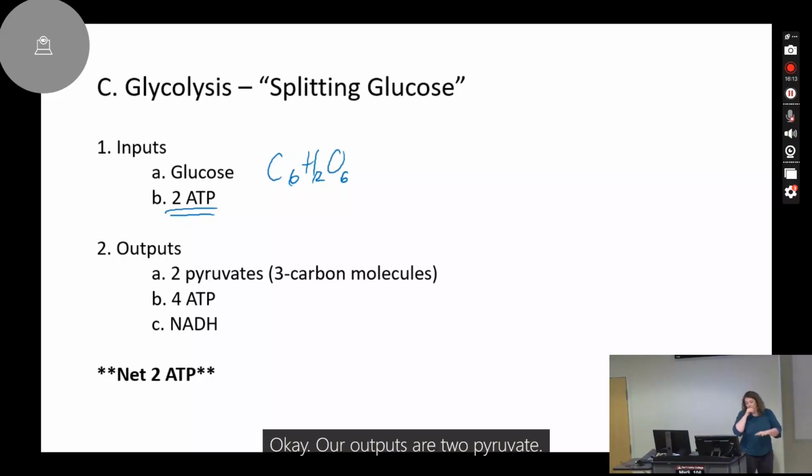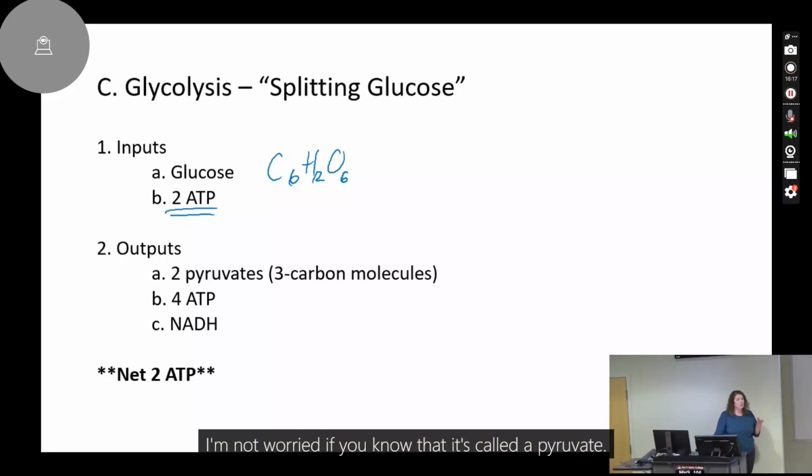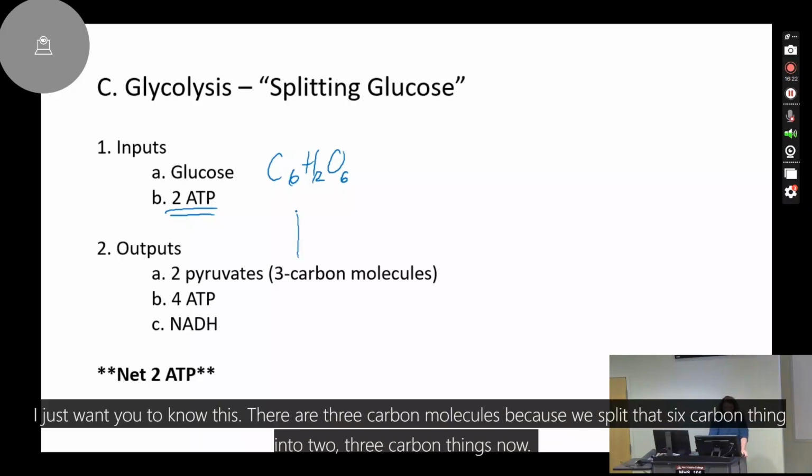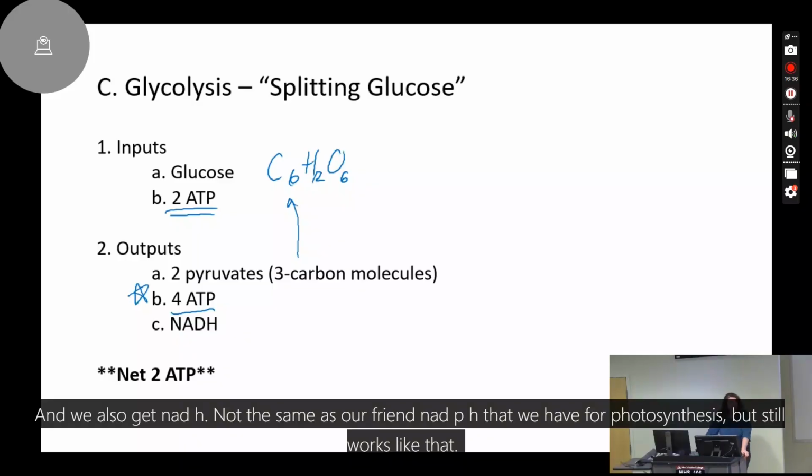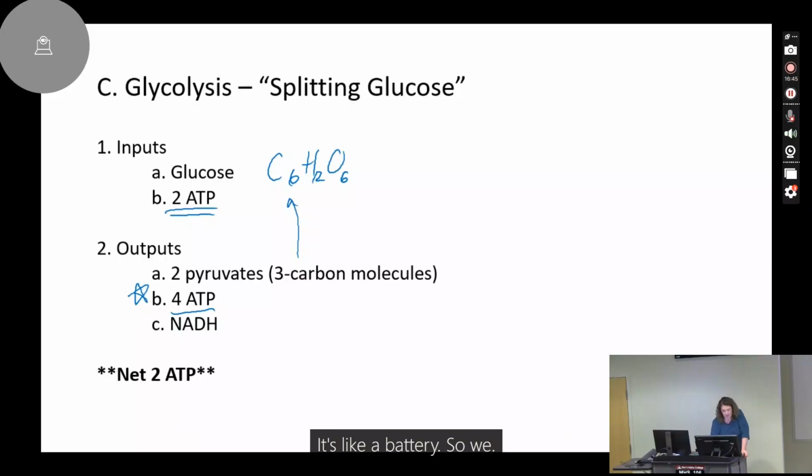Okay? Our outputs are 2 pyruvates. I'm not worried if you know that it's called a pyruvate. I just want you to know that there are 3 carbon molecules, because we split that 6 carbon thing into 2 3 carbon things. And we get 4 ATP. And we also get NADH. Not the same as our friend NADPH that we had for photosynthesis, but it still works like that. It's like a battery.